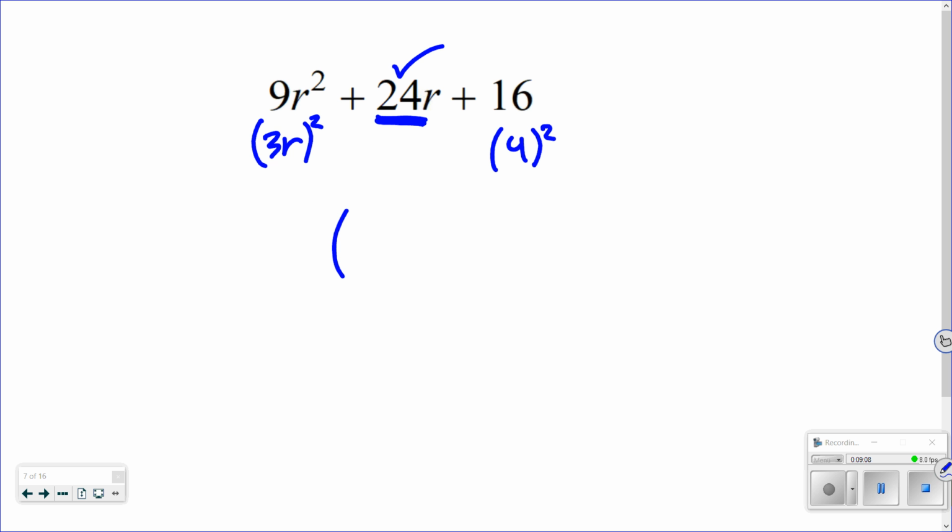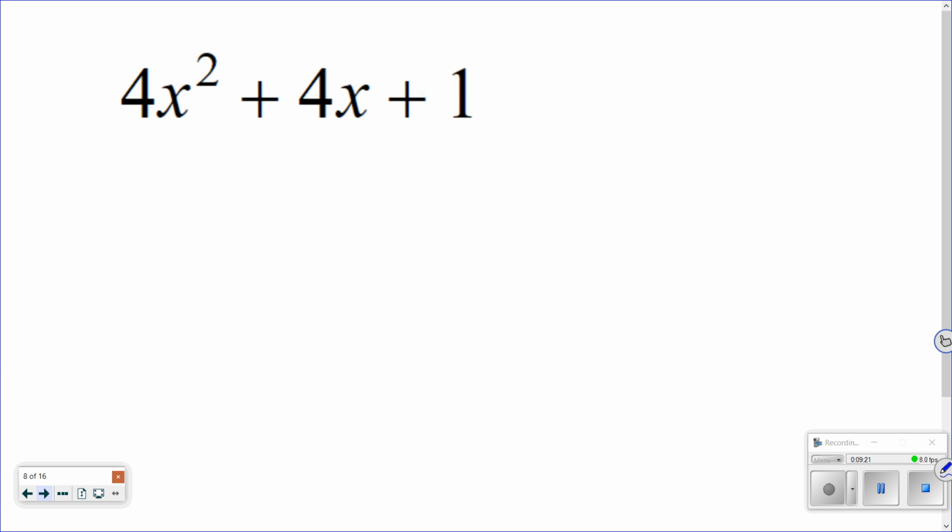Okay, now that I know that, though, the rest is easy. I know it's a perfect square. The 3r goes here, the 4 goes here, and there's a plus. Okay, and we're finished. So it's such a great time saver. Saves us lots of time and effort. We don't have to go through all that.